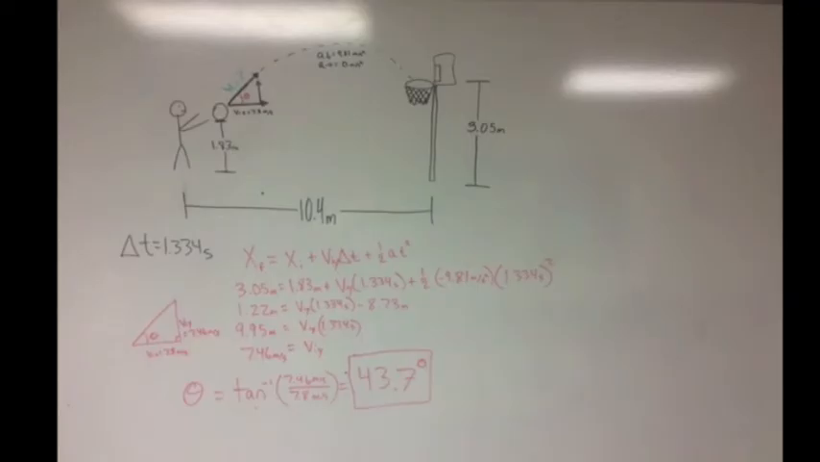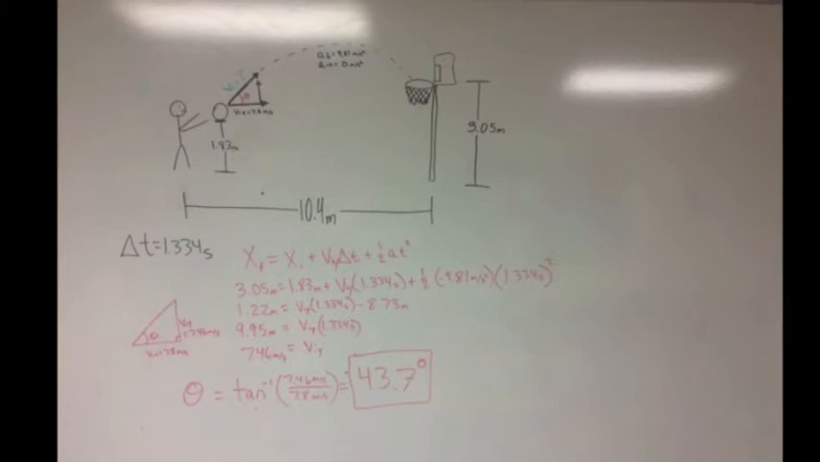To find the initial angle, we had to find the initial velocity in the y direction. To do this, we used the kinematic equation: position final equals initial position plus initial velocity in the y direction times time plus 1/2 acceleration times time squared. We plugged in the positions and vertical acceleration as well as the time that Tracker calculated for us. When solved, we found our initial velocity in the y direction to be 7.46 meters per second.